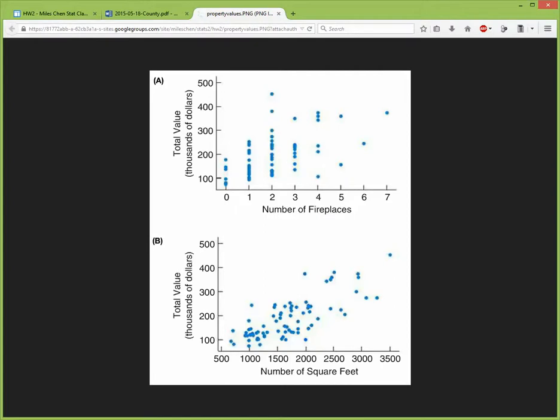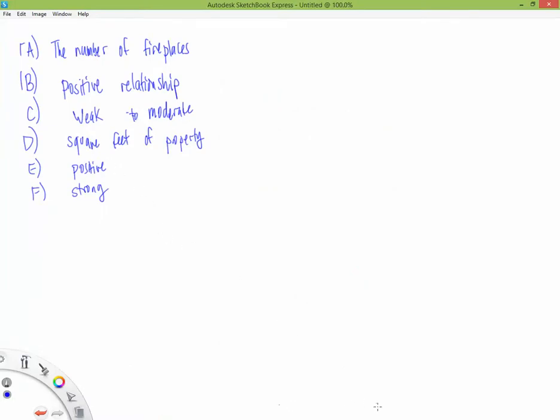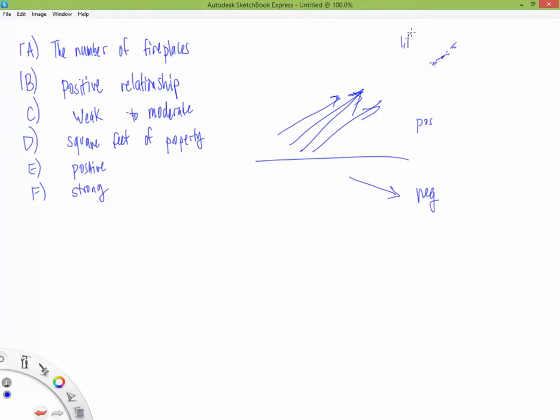So that's why positive is touching it. Basically, positive means it's going up in that direction. Anything that's going up in this direction, the angle doesn't matter as long as it's going up, is going to be positive. And if it's pointing down this way, it's going to be negative. If the dots have little scatter, that means strong, and lots of scatter, you've got a weak relationship.